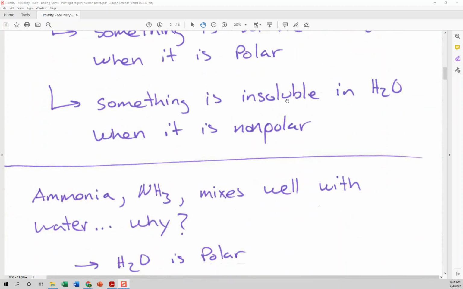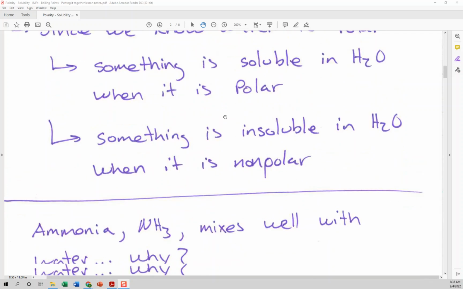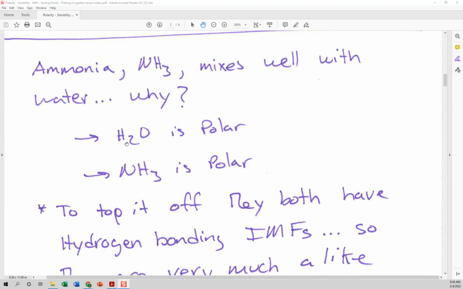So something is insoluble in water when it is nonpolar, okay? It doesn't mix well with water if it's nonpolar, and it will mix well with water if it is polar, like dissolves like. So ammonia, NH3, mixes well with water. Why? Well, H2O is polar. We know that. And NH3 is polar, right? H2O is bent-shaped, asymmetrical, polar. NH3 is trigonal pyramidal, which is asymmetrical.